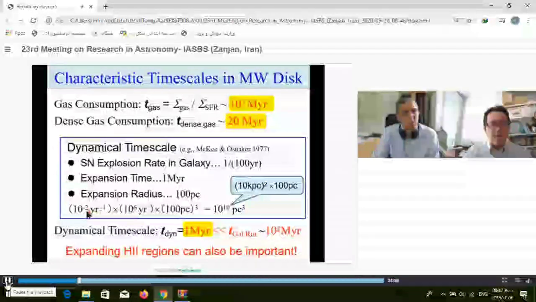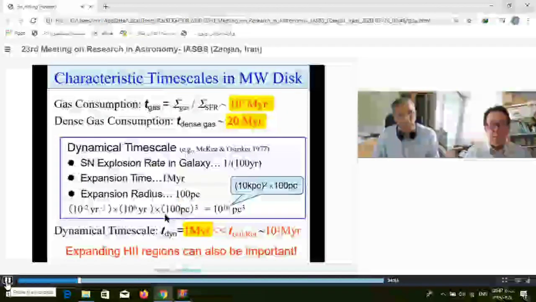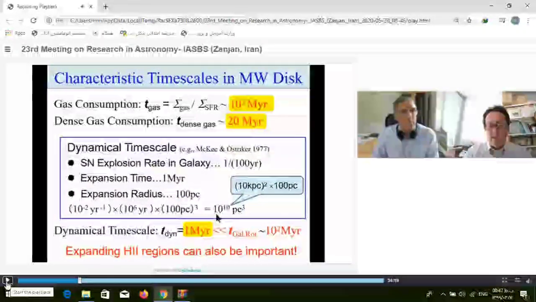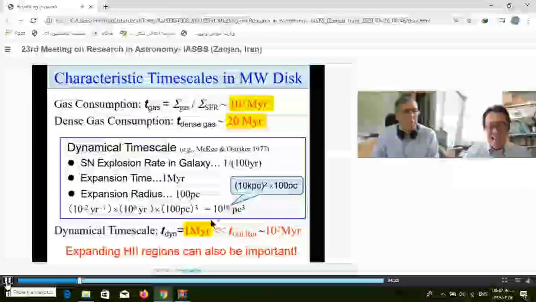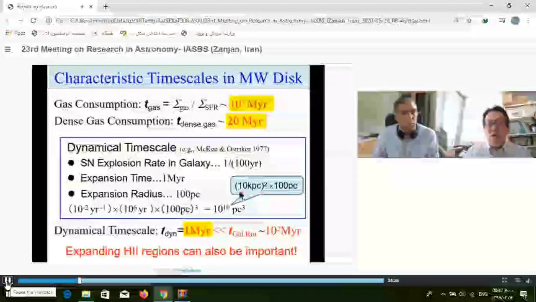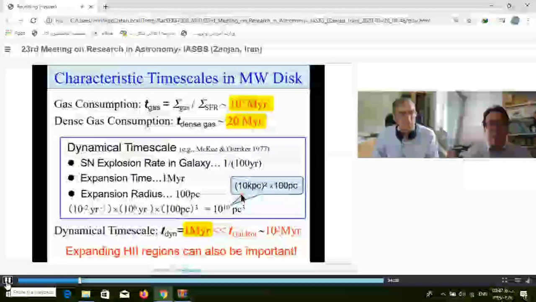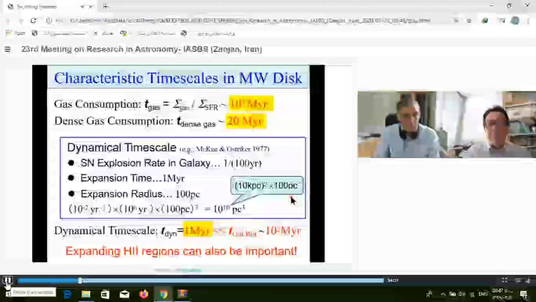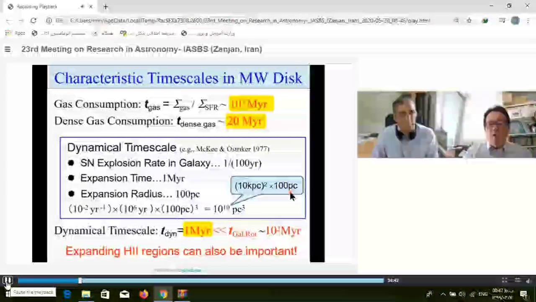This is a rate and the time scale, and this is the volume occupied by a 100 parsec cube. This results in 10^10 cubic parsec. This number is actually accidentally the same as the volume of the galactic thin disk. Look at this: 10 kiloparsec is a typical size of a galaxy, and 100 parsec is the thickness of this galaxy, where we can find dense star-forming molecular clouds.